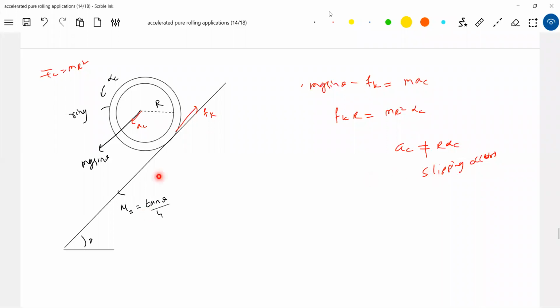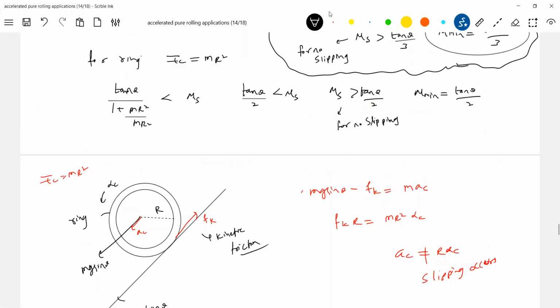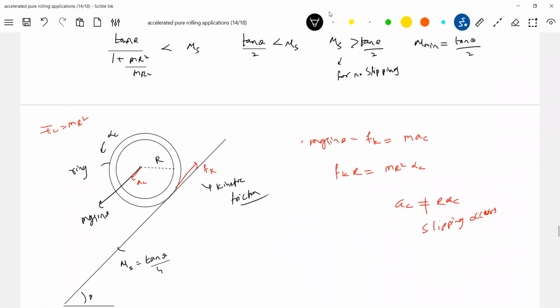So why sir, why not rolling friction? Kinetic friction is acting. Sir, why no rolling friction? Because this condition is not satisfied. So what is at least the minimum? Minimum how much it should be? Tan theta by 2. Tan theta by 4 is what? Less than tan theta by 2. So the mu here is less than mu minimum. So therefore slipping occurs. If mu is greater than mu minimum, rolling will occur.